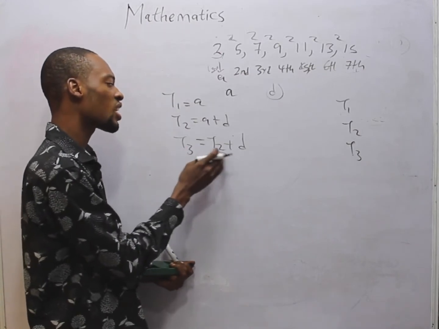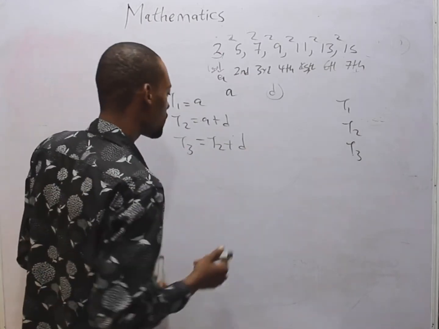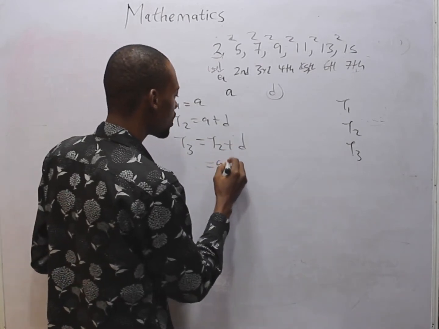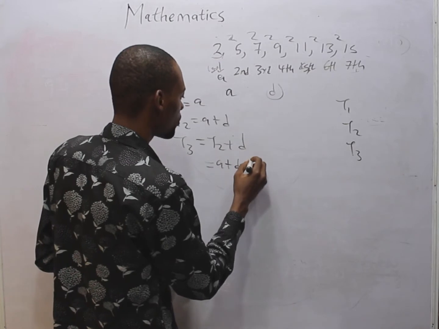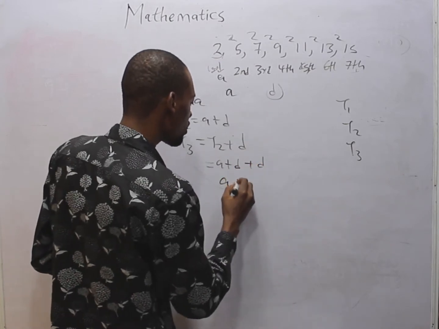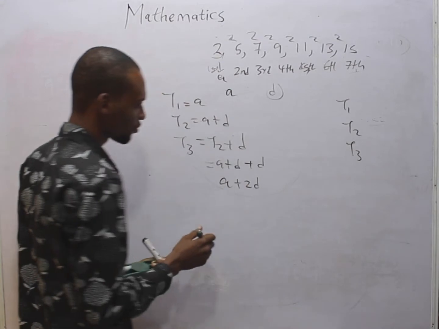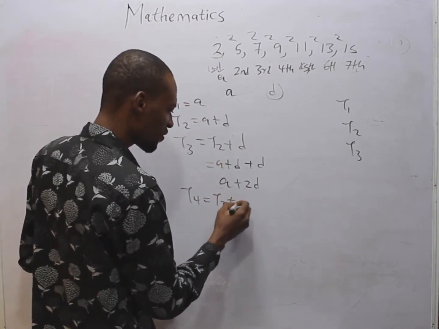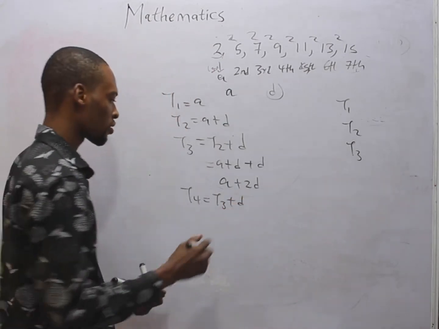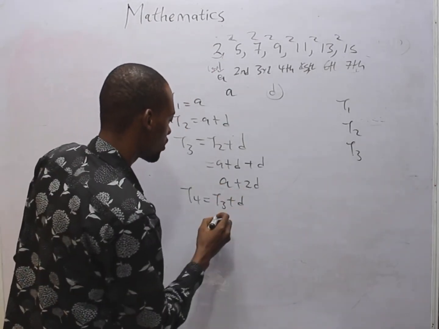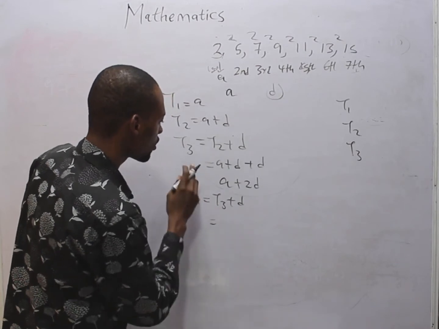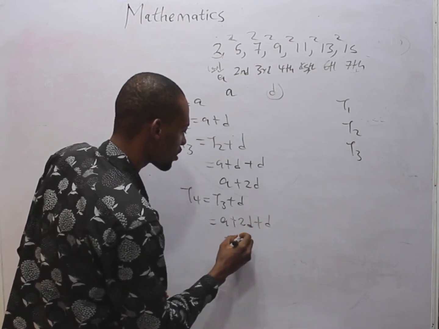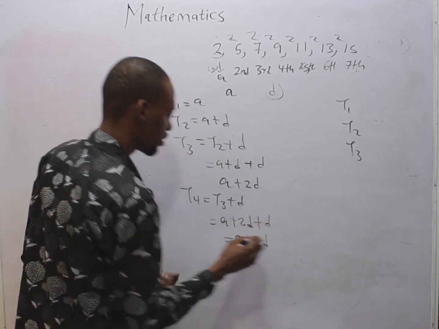So the third term is second term plus common difference. And the second term is A plus D. So the third term is the same thing as A plus D plus D, which is A plus 2D. The fourth term, T4, is third term plus the common difference as well. And third term is A plus 2D. So fourth term is A plus 2D plus D. So that is A plus 3D.